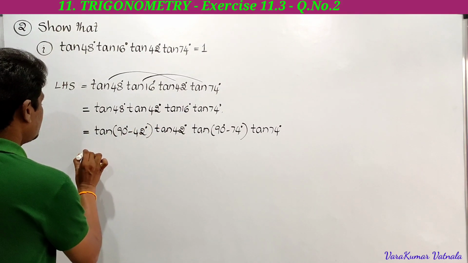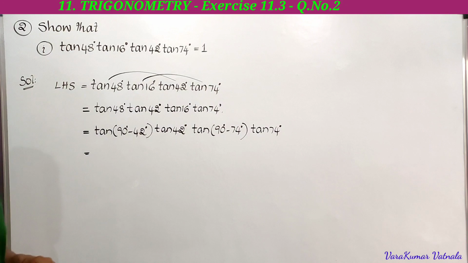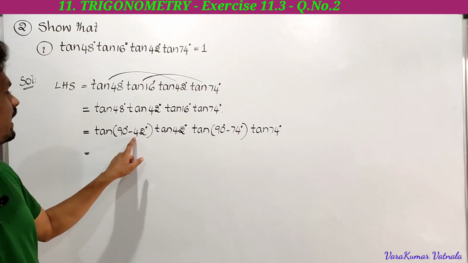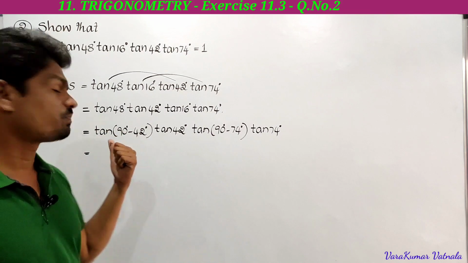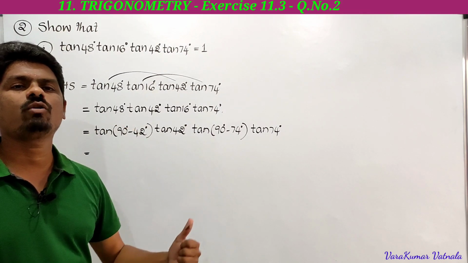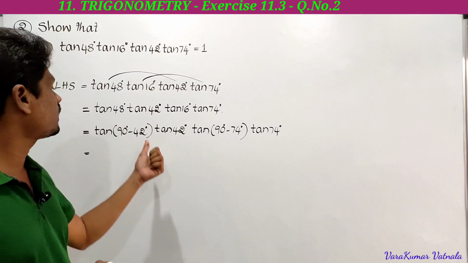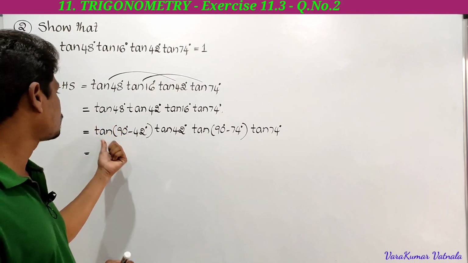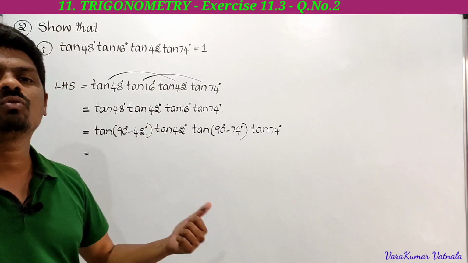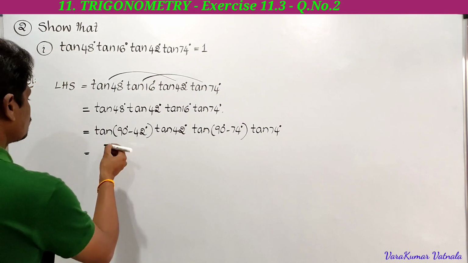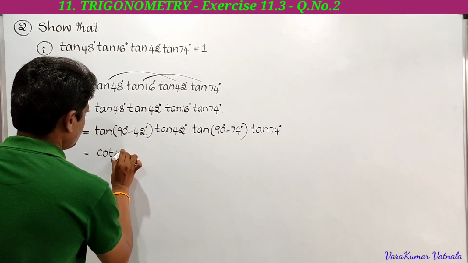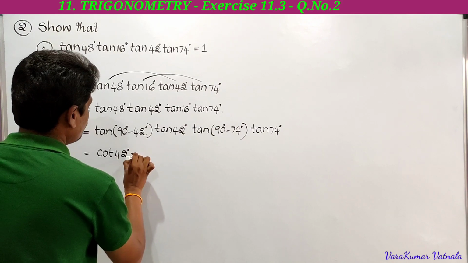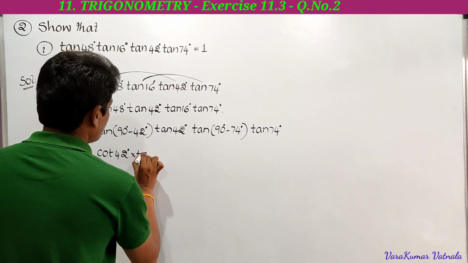Now apply tan 90 minus theta. So here it is in the form tan 90 minus theta. Instead of theta, here it is 42 degrees. Tan 90 minus theta equal to cot theta. So here theta value is 42. So tan 90 minus 42 equal to cot 42. So here we get cot 42, into, write this tan 42 as usual.